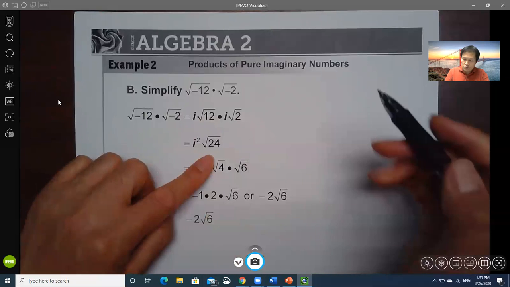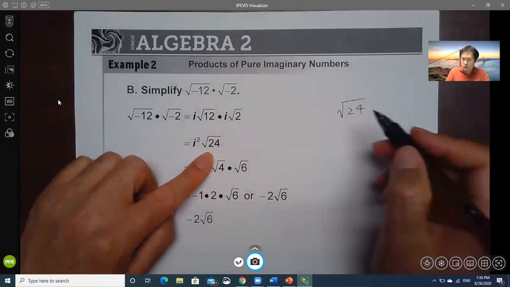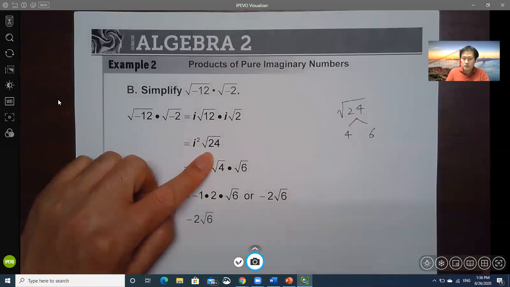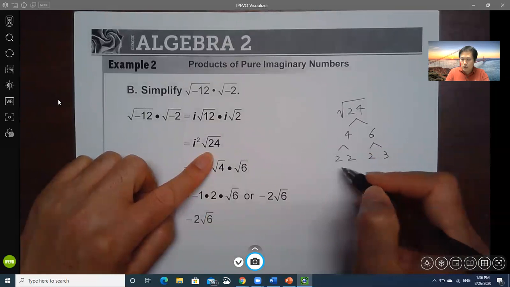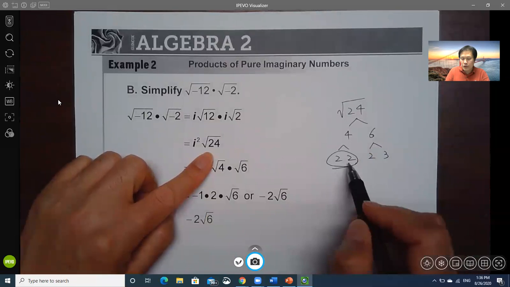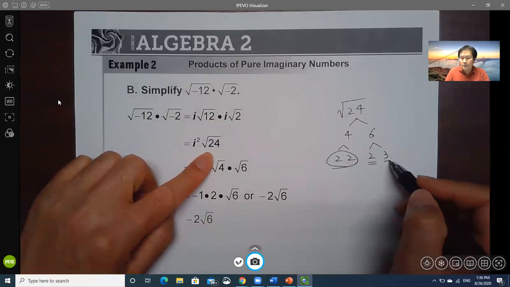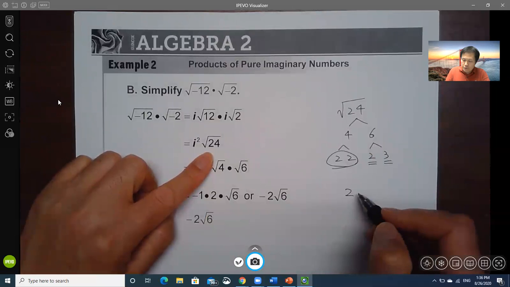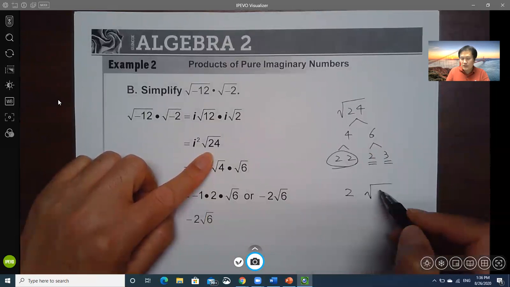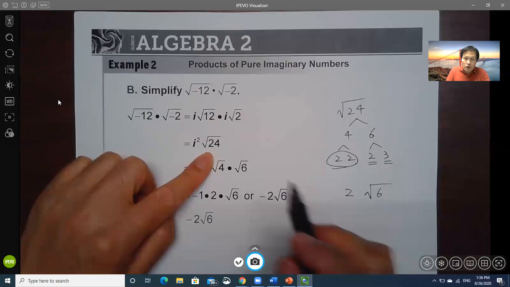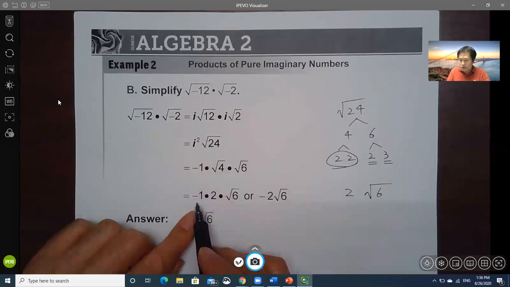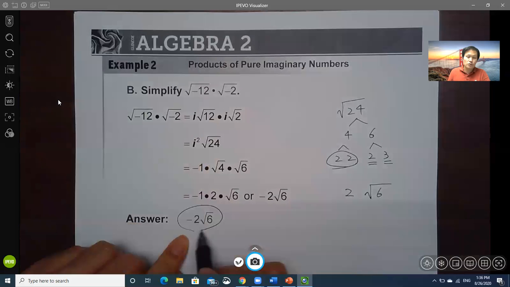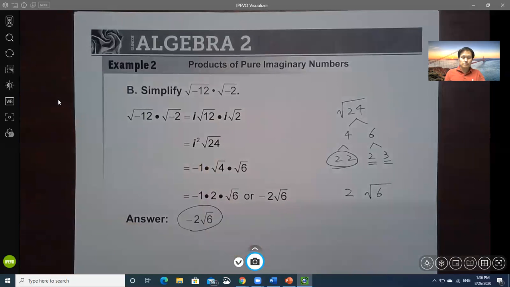Okay? So square root of 24 here, you can do what? 4 times 6. 6 you can go 2 times 3. 4 you can go 2 times 2. Leaves. You got a pair here. It doesn't have a pair. It doesn't have a pair. So 2 pops out of the root, and 2 times 3 is 6. i squared is equal to what? Same as minus 1. So you will have to do minus 1 times 2 square root of 6, which becomes minus 2 square root of 6. Final answer.